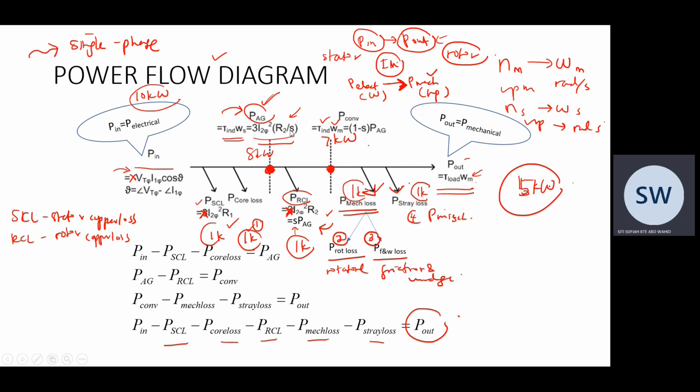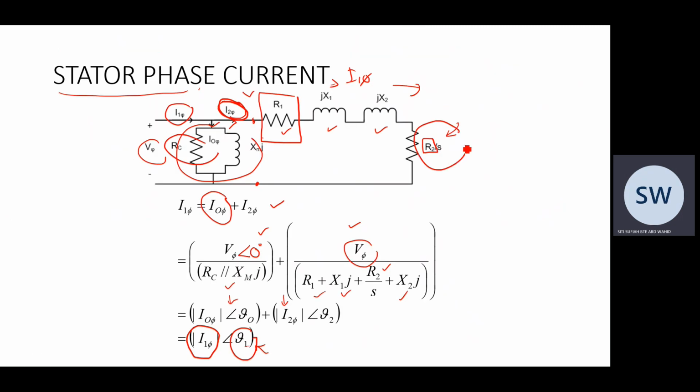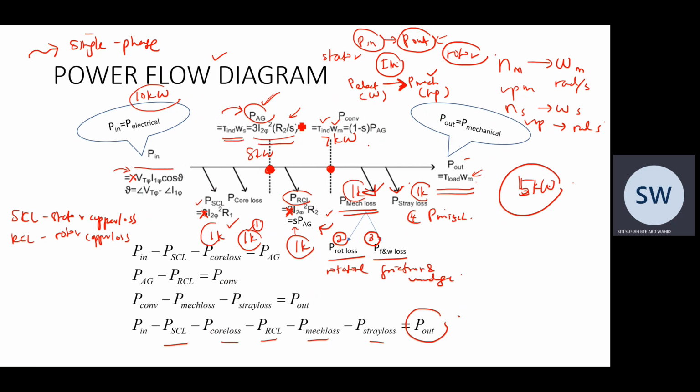Okay. Also, P air gap has another formula, that is this one. Where do we have this? So this is the air gap resistance. So the current that flows through it is I2 phase. So I2 phase squared times R2 over S, you will get P air gap as well. Okay, two formulas for P air gap. Alright, P converted also has a second formula, 1 minus S times P air gap. Okay, I think it's sufficient for you to know the formula. Okay, I think we're done.